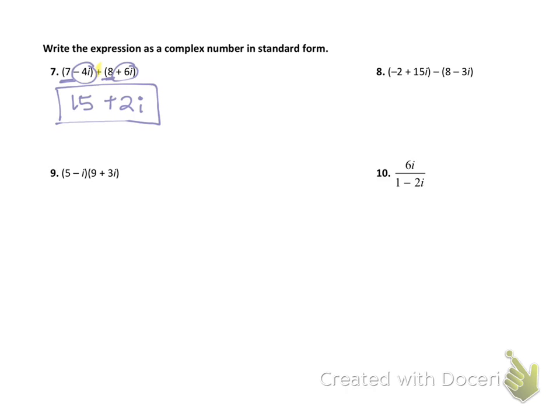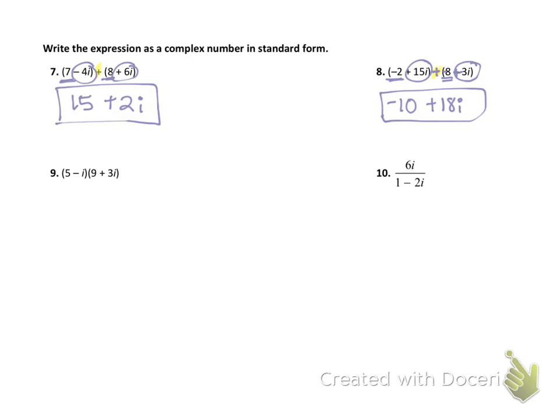Number 8, what sign do you see in the middle? It's a minus, right? That means this changes to a plus, this changes to a minus, this one changes to a plus. Now we'll do the same thing. Negative 2 minus 8, negative 10. 15i plus 13i plus 18i. Again, you could check this on your calculator.